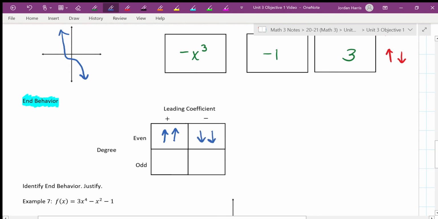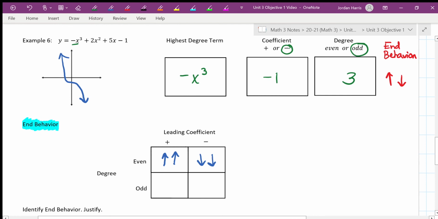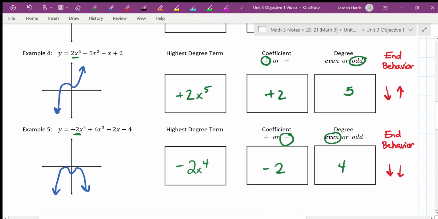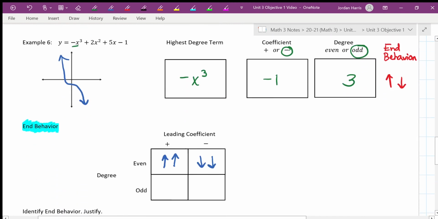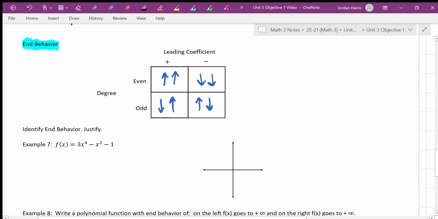The degree, when it was odd, they had 1 in each direction. So that's example 4 and example 6. Notice when it was a positive lead, down, up, negative lead, up, down. This is something you want to have memorized, this end behavior table, because looking at the end behavior can tell us a lot about a graph.